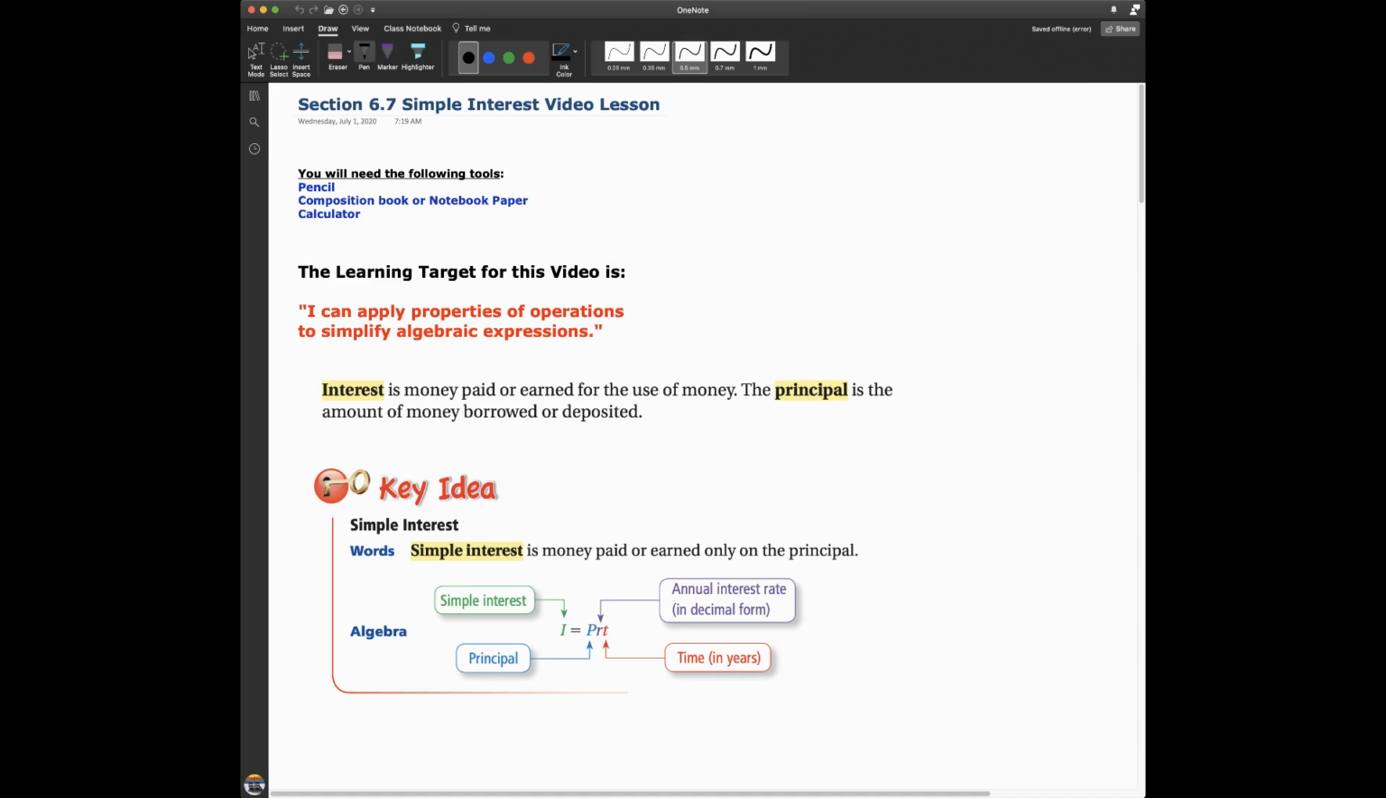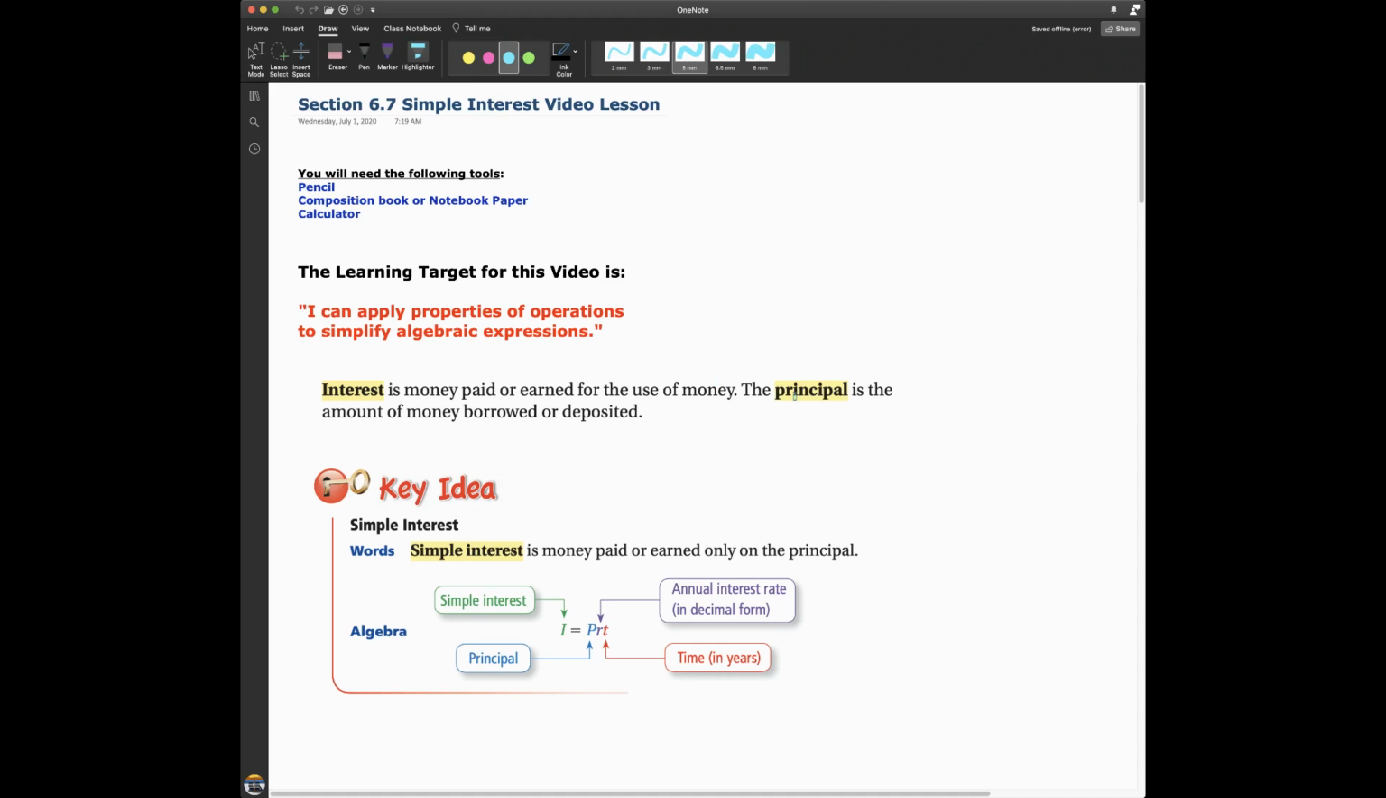Make sure you have your composition book, pencil, and a calculator because you're going to be using it to calculate simple interest. So, in order to do that, we have to know what simple interest is. Interest is money paid or earned for the use of money. And there's basically two ways that interest is generated that we're going to talk about.